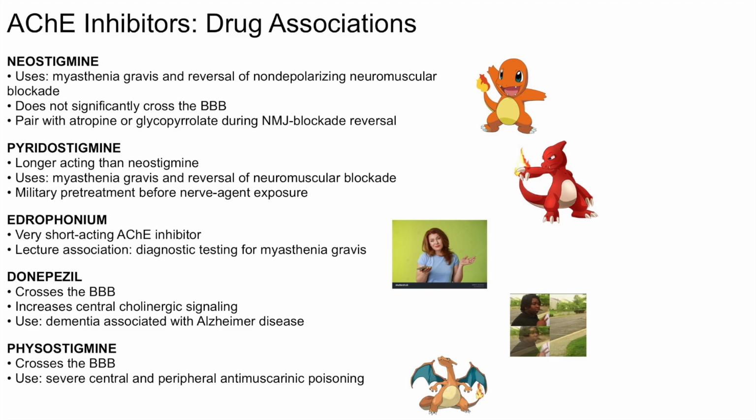Pyridostigmine, it's a little bit longer, okay? Longer acting than neostigmine, right? So it's a little bit more complicated, so it's going to be the second stage, which is Charmeleon, okay? And same thing, right? Used in myasthenia gravis and that reversal of the blockade. And then we have physostigmine, which I like to remember as Charizard, right? The biggest one, and he's like the coolest one because he can enter your central nervous system. He can cross that blood-brain barrier because he's him.